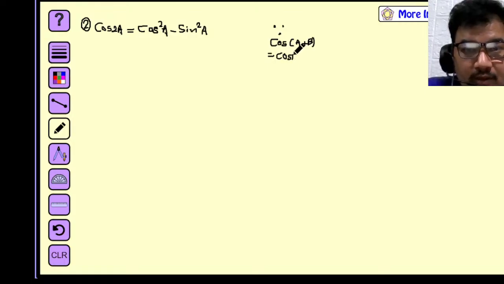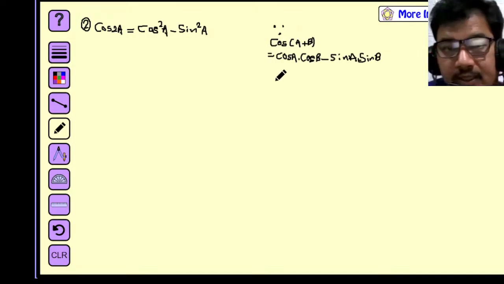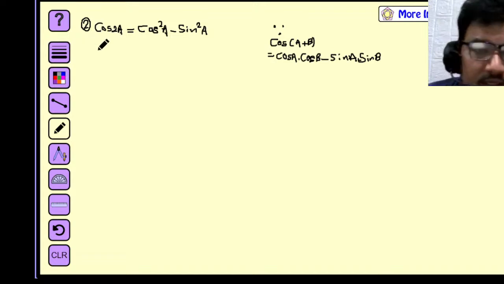cos A multiply with cos B, cos A into cos B, minus here will be now sin A into sin B. This is the formula of compound angle cos A plus B. Then look at this relation we are using here in this condition. Look here, let's use its left hand side. What is here?